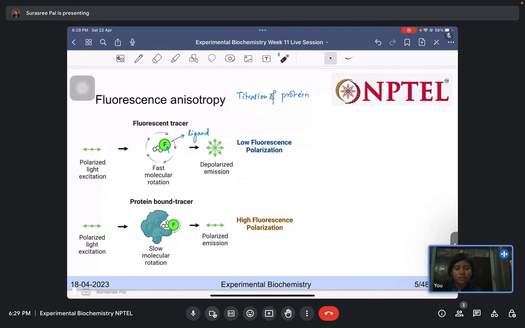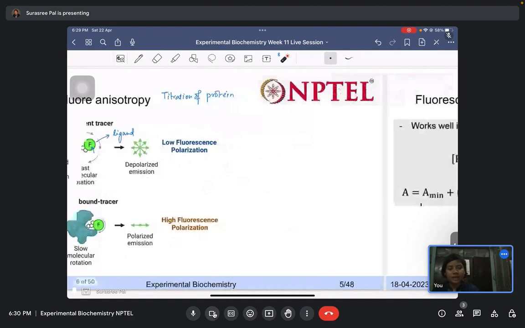So therefore, the difference in this fluorescence polarization can actually be measured. So this depolarized emission minus this polarized emission, the difference between these can be measured, and from this measurement we can have an idea of the KD value. So how do we do that? This is the fluorescence anisotropy experiment.